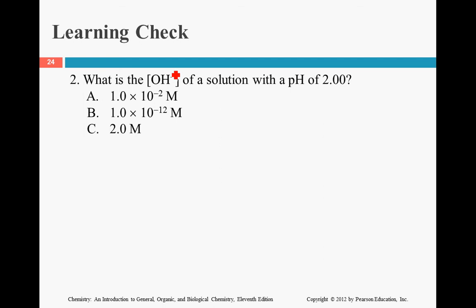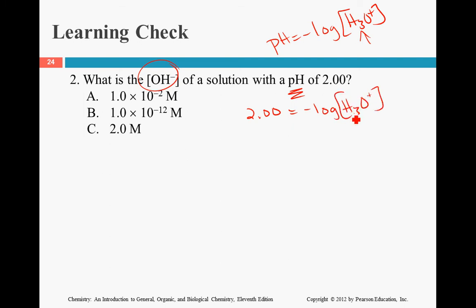Okay, so now we're looking for the OH minus concentration. They're giving us the pH. Remember, the equation for pH is negative log of the H3O plus concentration. So that means when we take the inverse log, we're getting the H3O plus. We're not getting the OH, but we can with one more step. So 2.00 is equal to negative log H3O plus. First thing you want to do is get rid of this negative sign. So negative 2.00 is equal to log.